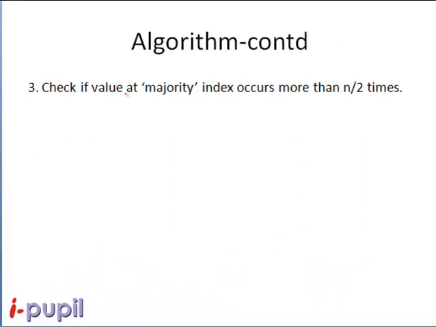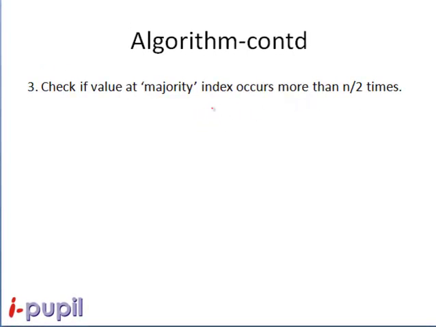So now we check if the value at the majority index occurs more than n by 2 times. We've already taken out a possible contender for the majority element by figuring out the majority index. If it occurs more than n by 2 times, we say that it is a majority element. The value at the majority index is the majority element. Otherwise, we say that no element occurs more than n by 2 times. That means that there is no majority element.